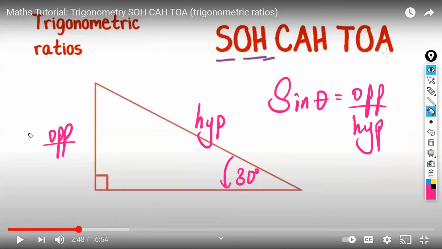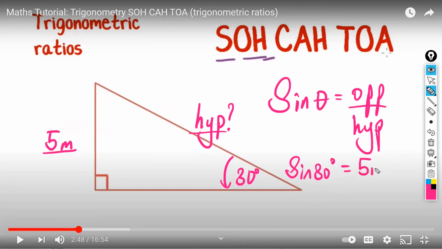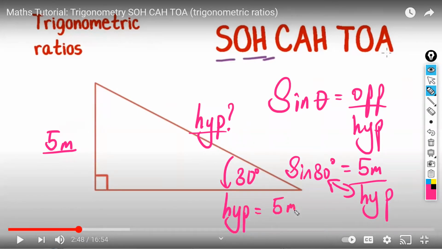So I'm going to use an example, guys. Suppose the opposite side over here is 5 meters, and I need to find the hypotenuse. Then what do I do? Sine 30 degrees is equal to 5 meters, which is the opposite side, over the hypotenuse. Cool. So to find the hypotenuse, I can switch the hypotenuse and sine 30 here, and I'm going to get the hypotenuse is equal to 5 meters over sine 30.